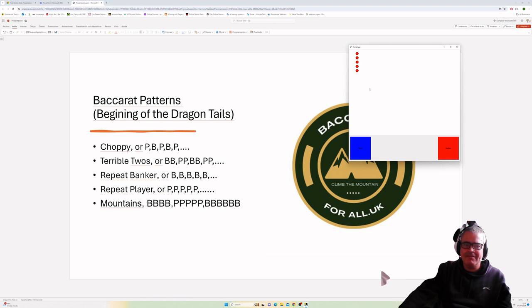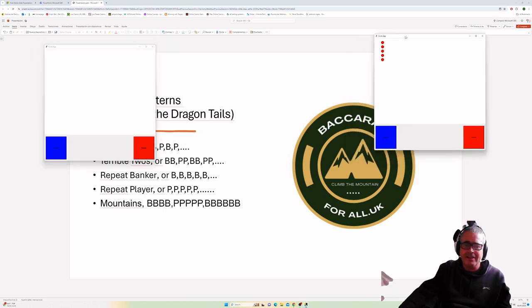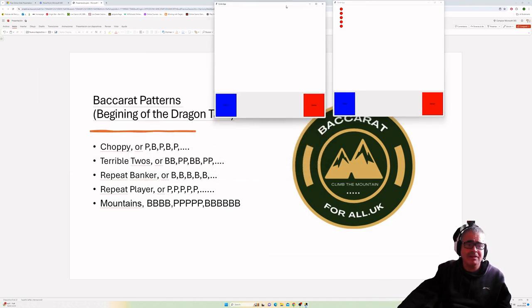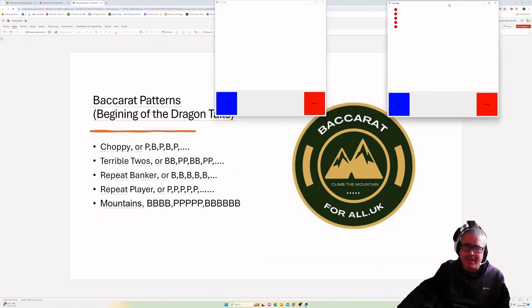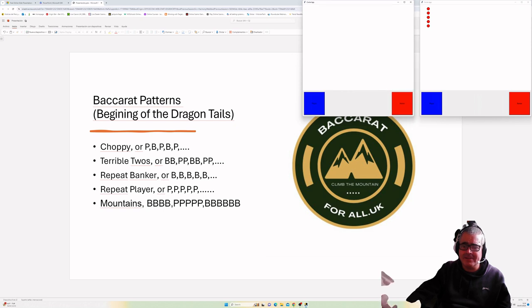So it is B B B B B, five banks. Yes, that is the first pattern. It's called a dragon tail. We'll start the dragon tail. If another bank comes, it will be a dragon tail of banks. It's like if it does come bank, the dragon tail starts. The sixth will be the dragon tail. So if another bank comes, another red one.